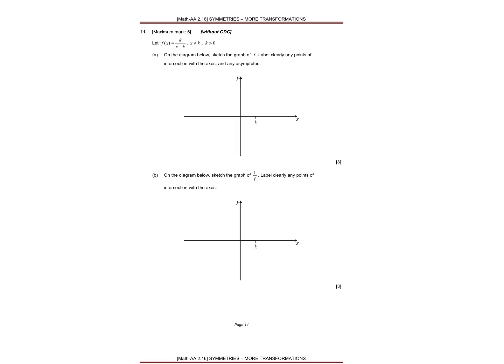All right, number 11, f of x equals k over x minus k. X can't be k, and k is greater than 0. On the diagram below, sketch the graph of f. Label clearly any points of intersection with the axes and any asymptotes.